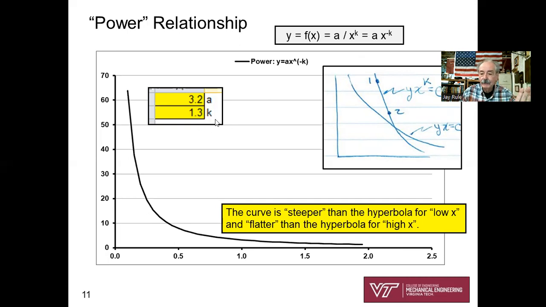And typically, let's just pick k of 1.3, not 1.0, let's say 1.3. And so when k is 1.3, for low values of x, it's going to be steeper than the hyperbola y equals x, xy equals constant. Okay. So anyway, in yellow, the curve is steeper than the hyperbola for low x, and it's flatter than the hyperbola for high values of x. Okay. Don't be nervous, but we are going to be using this function a lot.